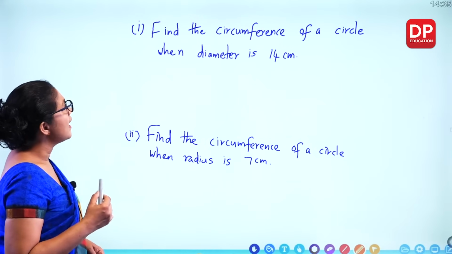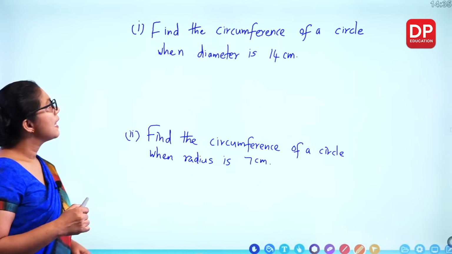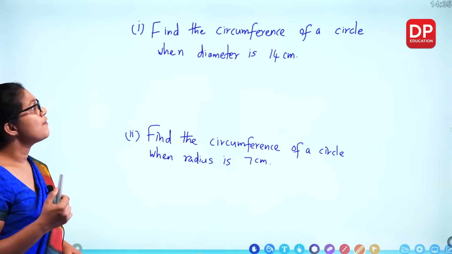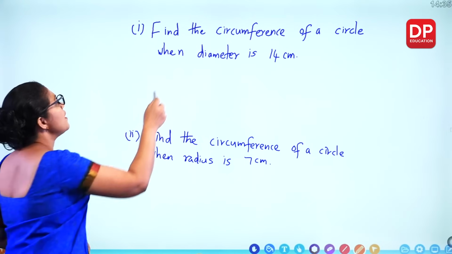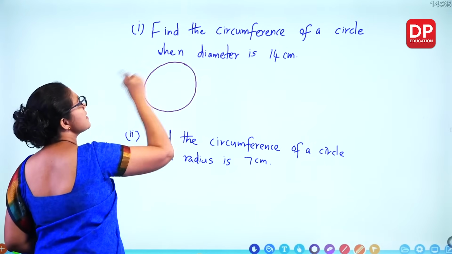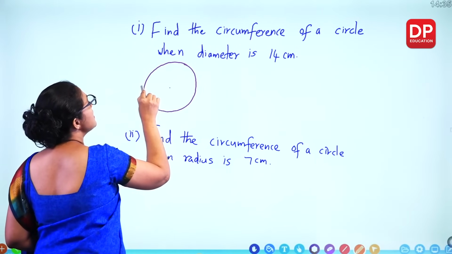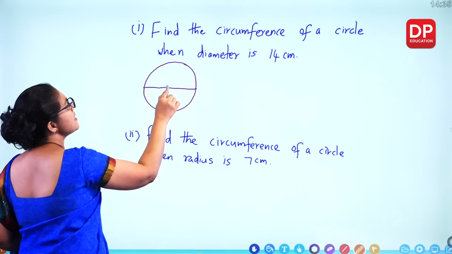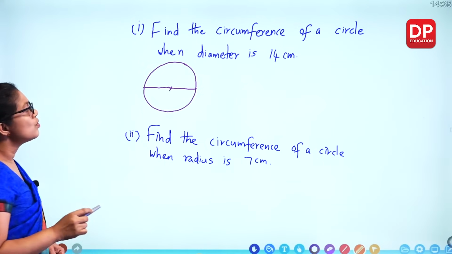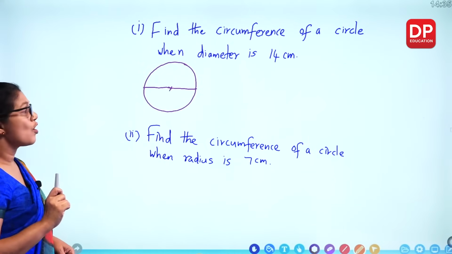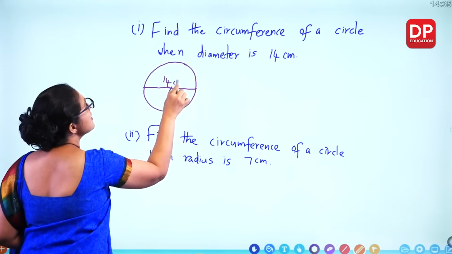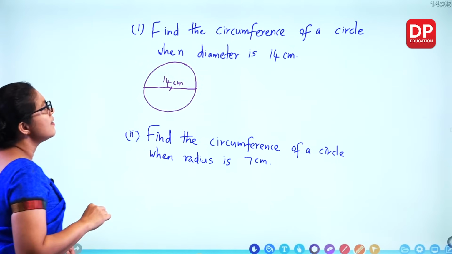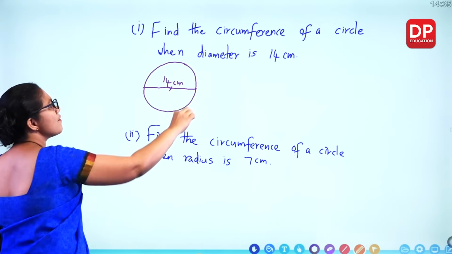Now we'll look at this example. There's a circle, and we need to find the circumference of a circle when the diameter is 14. So we'll sketch a diagram. There's a circle. The diameter is the line that passes through the center on two points on the circle. Here this is given as 14 centimeters. They've asked us to find the circumference.